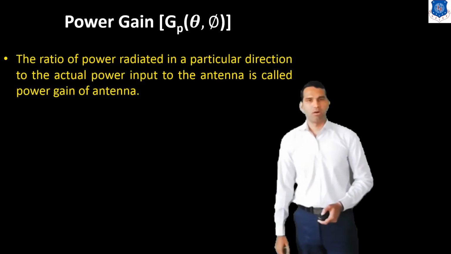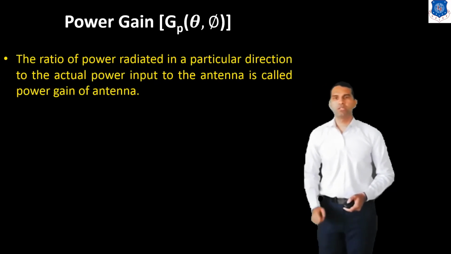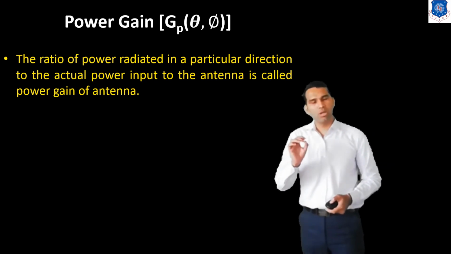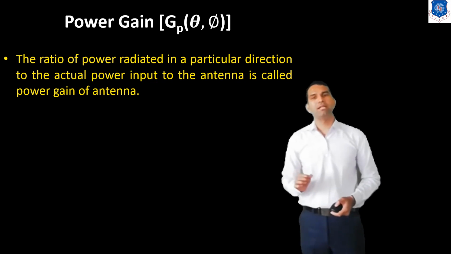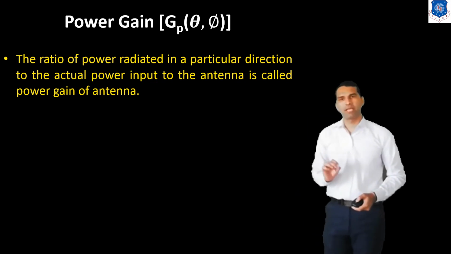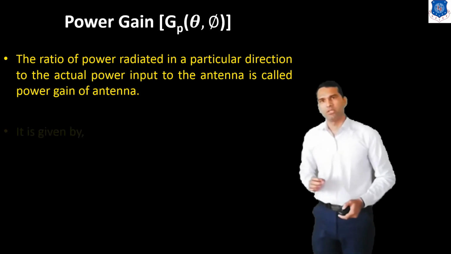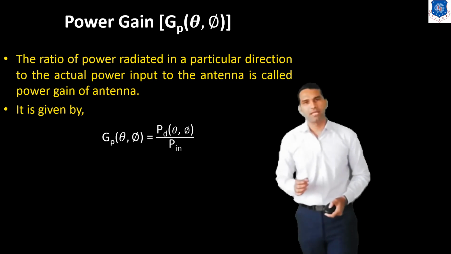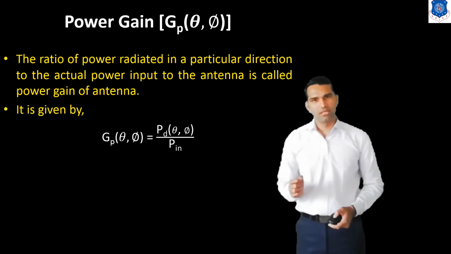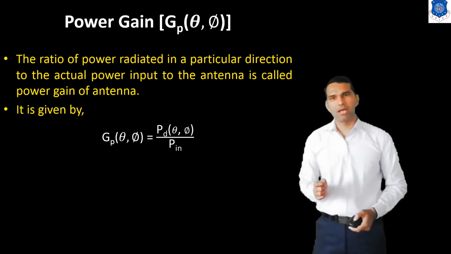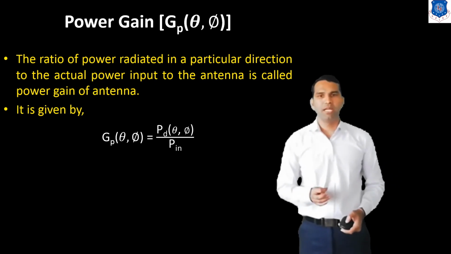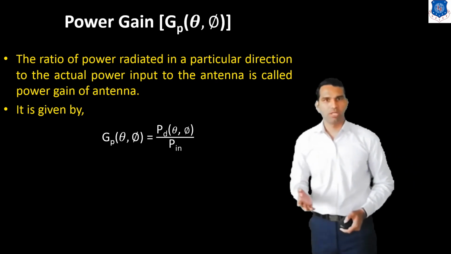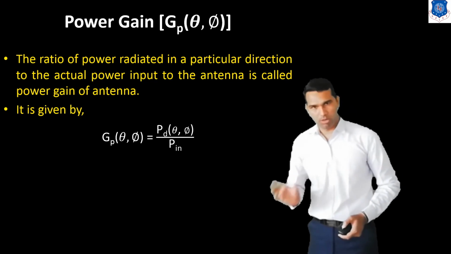Now power gain, or we can say the gain. The ratio of power radiated in a particular direction to the actual power input to the antenna is known as the power gain of the antenna. The equation for the power gain is G theta phi equals P_D theta phi upon P in. Here P_D indicates the power density, and P in is the input power we have given to the antenna.